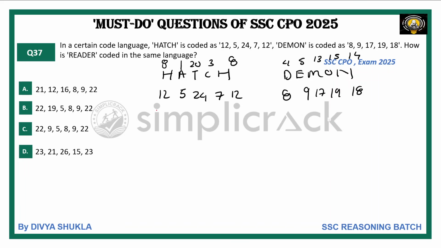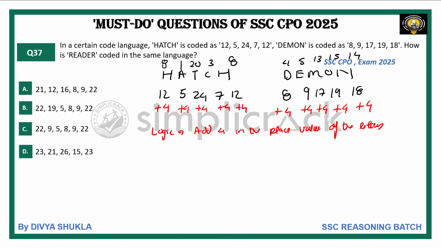You can see that here is the pattern of plus 4, again plus 4, again plus 4, again plus 4, again plus 4. Similarly 4 is added here in the place value, 4 is added here in the place value, 4 is added here in the place value, 4 is added here in the place value, and 4 is added here in the place value. So what is the logic that is used? Add 4 in the place values of the letters.